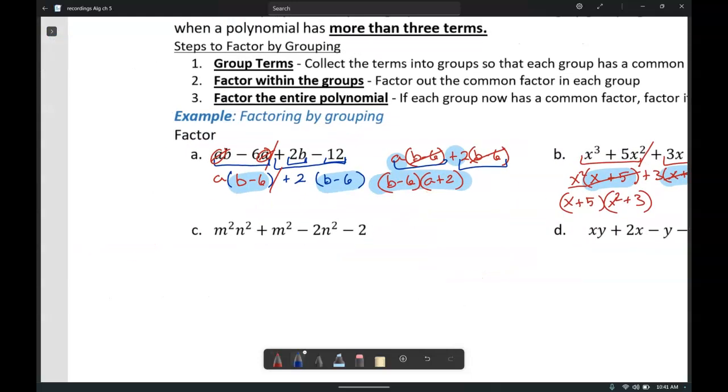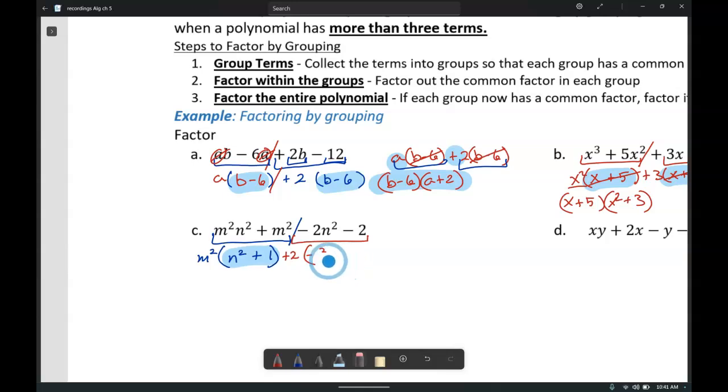For C, we split it in half. We have two terms on the left and two terms on the right. The GCF of the first two terms is m squared, leaving us with n squared plus 1. And on the right, we have a GCF of 2. We could factor out 2, but I want you to notice that our binomials don't match. If we factor out a 2, we don't get a matching n squared plus 1.